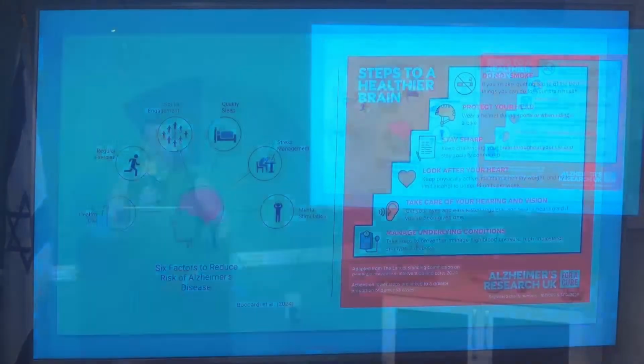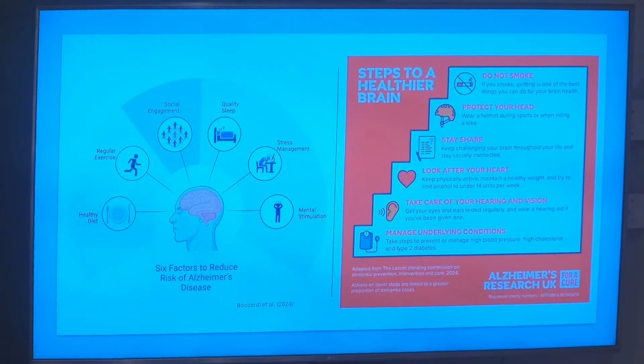Social engagement, this is massive. Make sure that you're talking to people. You're getting out there. I know sometimes you just don't want to. But have hobbies. Go out and join a club. Being social is one of the most important things you can do, especially as we get older.